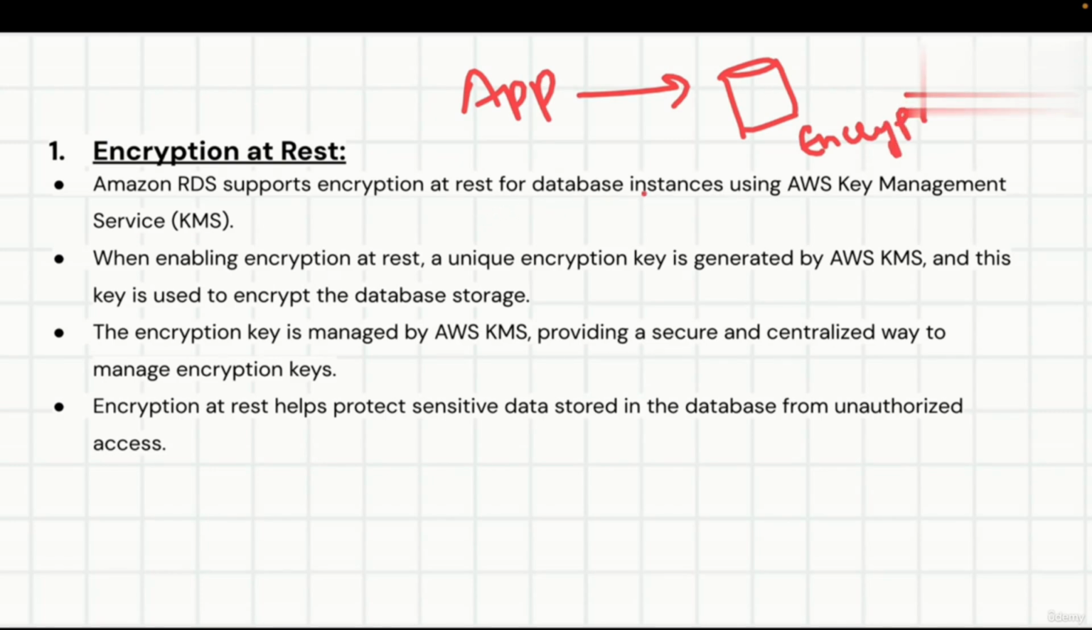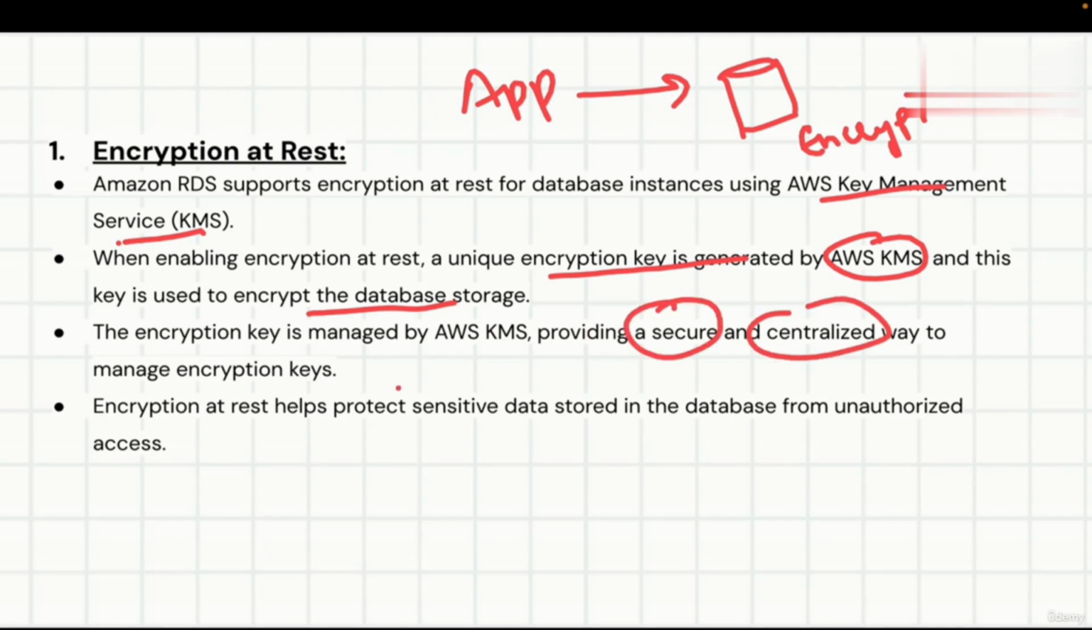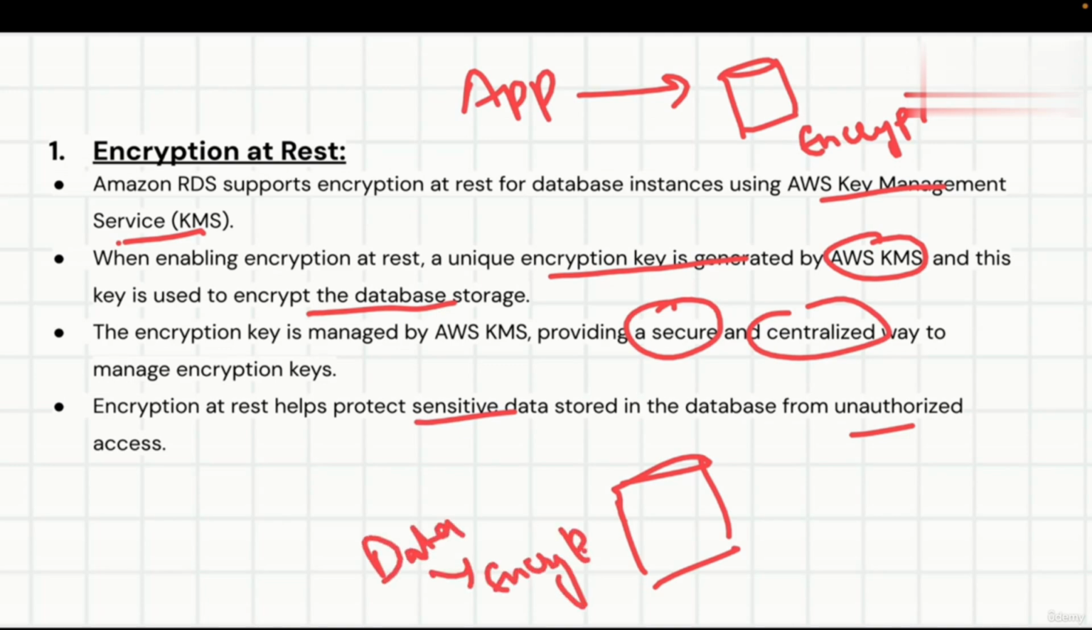For achieving this, we are using the AWS KMS feature. So what does it do? Unique encryption keys are generated by KMS, and these are used to encrypt the database. It is managed by AWS, providing a secure, centralized way to manage the encryption keys. It helps in protecting sensitive data from unauthorized access. So before storing the data into the databases, it will be converted into encrypted form. Data will be encrypted, then saved into the DBs. This is the first way.